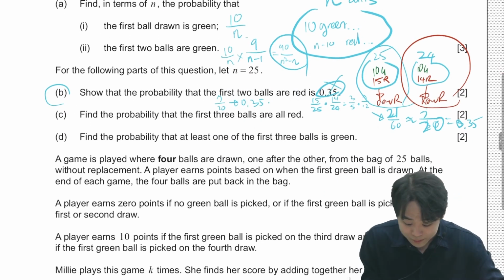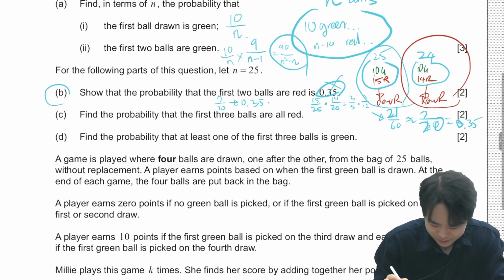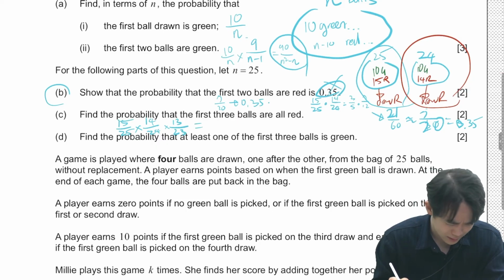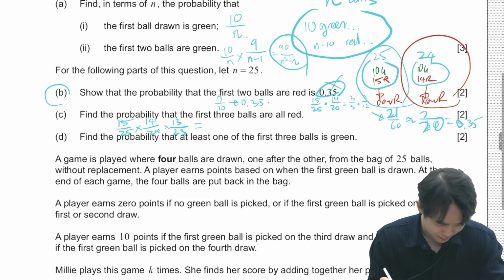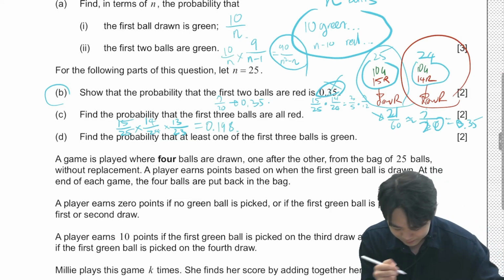Next, probability that the first 3 balls are red. This case is also just using sequential events. So the first, we have 15 out of 25 balls. Then we have 14 red balls remaining out of 24. Then we have 13 red balls remaining out of 23. So you just calculate all that. On your calculators, we should see 0.198.